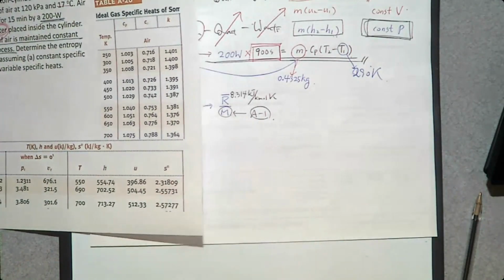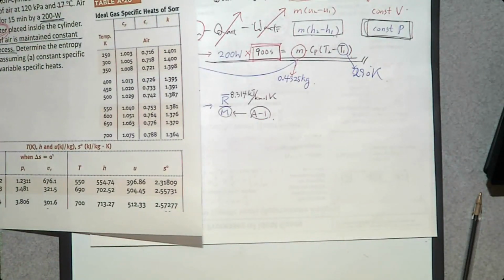Specific heat is here, Cp. So what value are you going to use? Just randomly select one of them? You can't. You need to use the specific heat at the average temperature. So what is the average temperature?